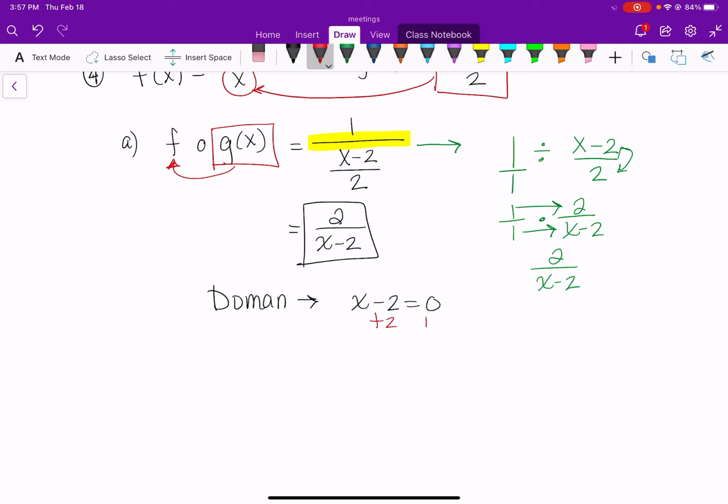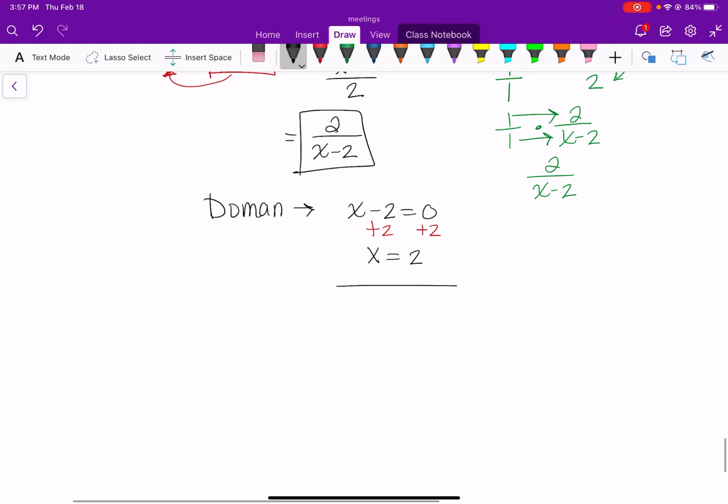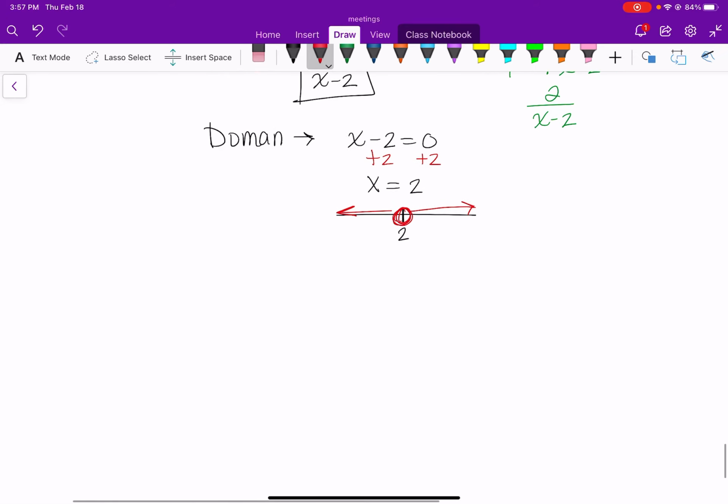Adding that 2 to both sides. So x is equal to 2. And again, remember what this means is you have a number line, and here at the number 2, you have this giant hole. It can be anything to the right of 2, it can be anything to the left of 2, it just can't be the number 2.